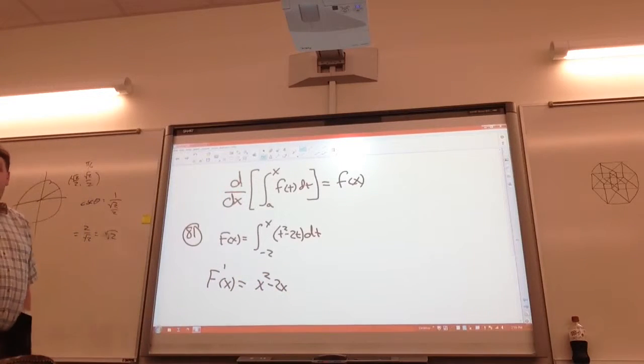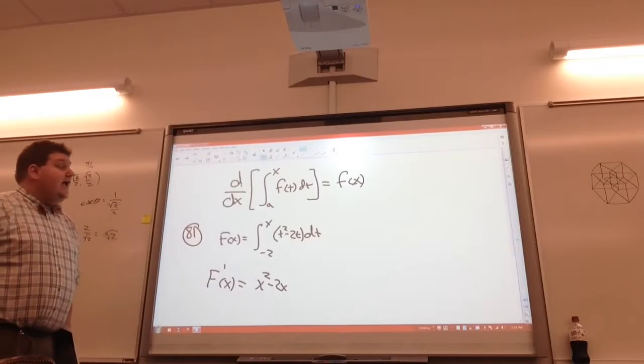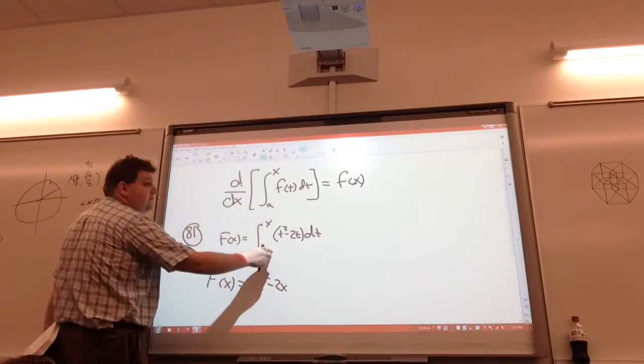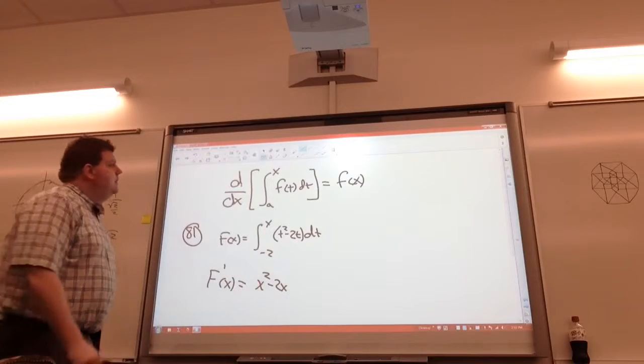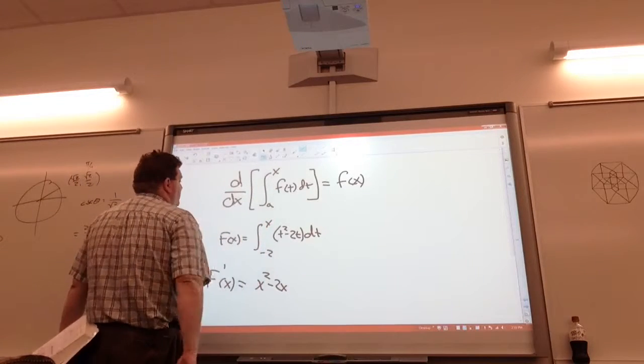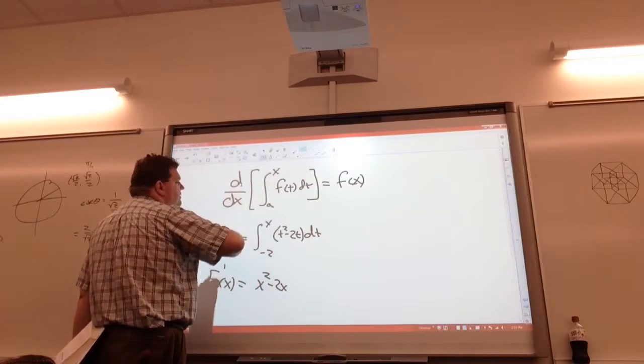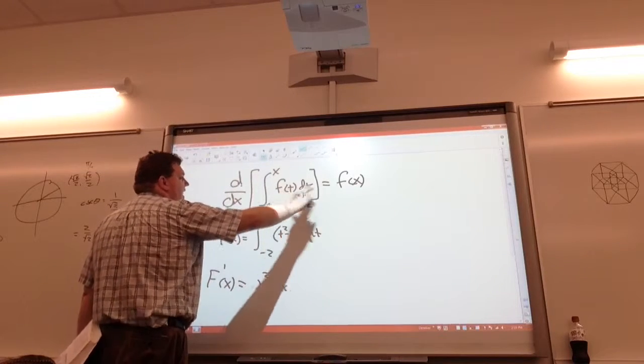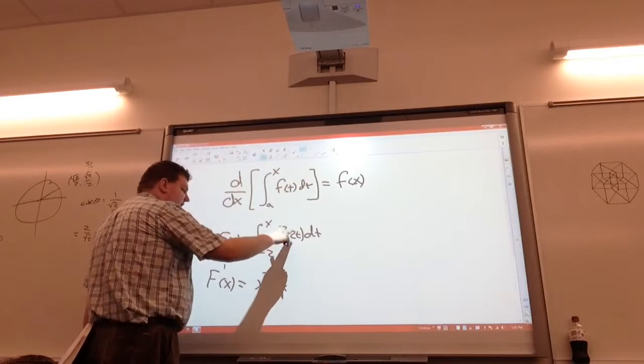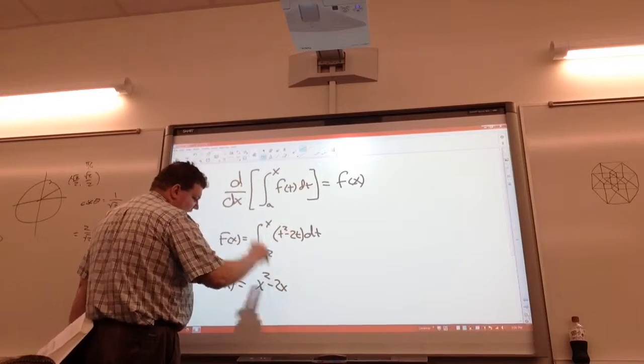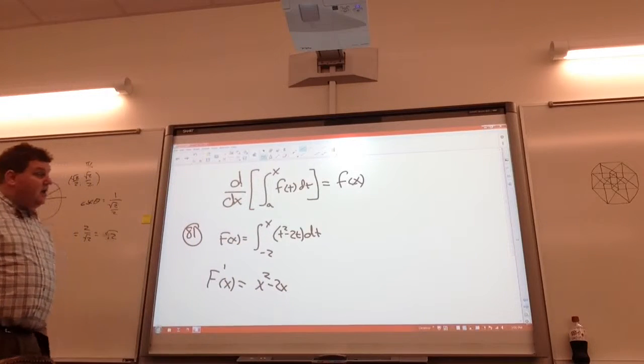And that should be it. Because that's exactly what the theorem is telling us. A is a constant, so this -2 doesn't matter. It's a constant. X is x. We're told if I take the derivative of the integral from a to x of f of t, I get f of x. That's f of t, so I just change that to f of x, and I'm done. That should be the answer.